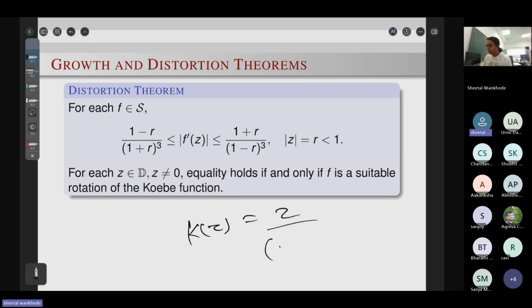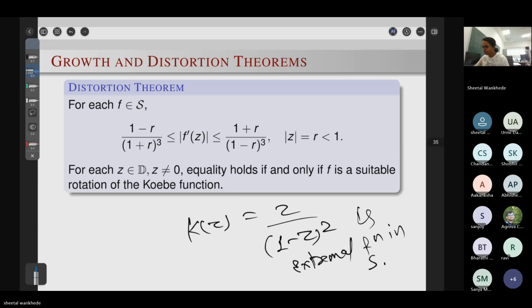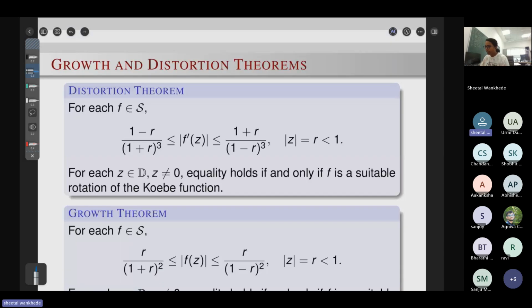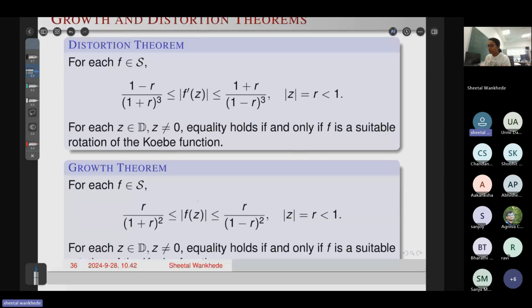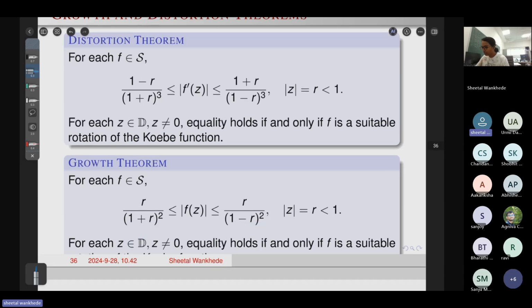This function, if you remember, is an extremal function in class S. Okay, so next one is the growth theorem. The growth theorem gives us the bounds for this function f, which has this lower bound and this upper bound. And here also the equality holds for a rotation of the Koebe function.